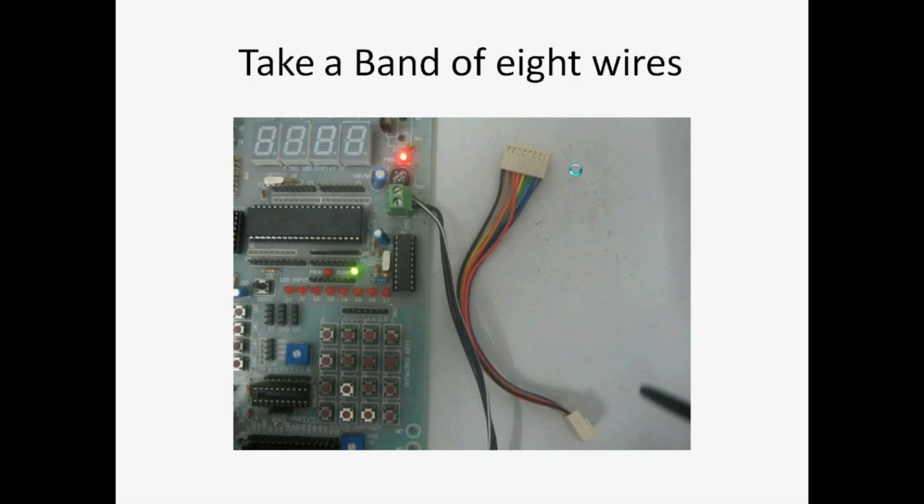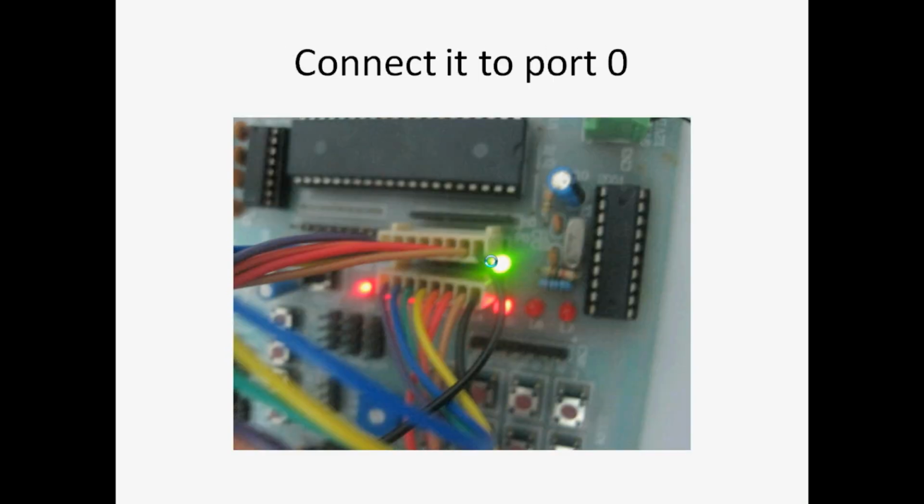So for making this circuit, in this case we are just connecting 8 LEDs with our port 0. For that, take a band of 8 wires. This is the band which you have to take, because we are going to connect 8 LEDs with the 8 pins of a particular port. Connect it like this: this side is connected to port 0 and this side is connected to your LED series.